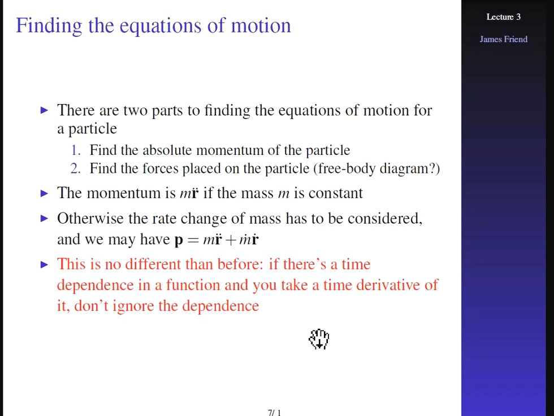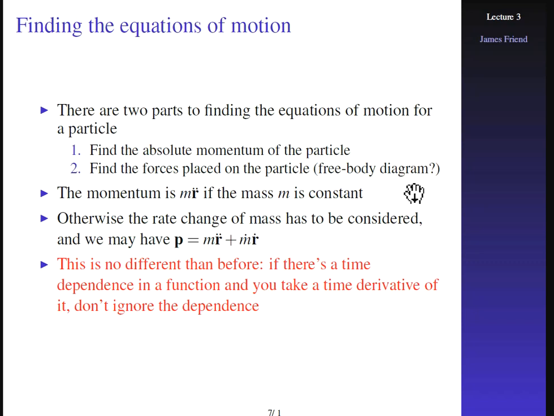There are a few ways to find equations of motion, but here we go. There are two parts to finding the equations of motion for a particle. First, find the absolute momentum of the particle. Then, find the forces placed on the particle. And if you have to draw a free body diagram, it's not a bad idea to draw a picture with the forces applied to it.